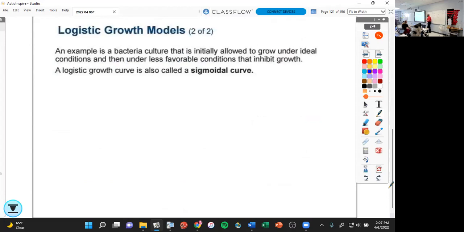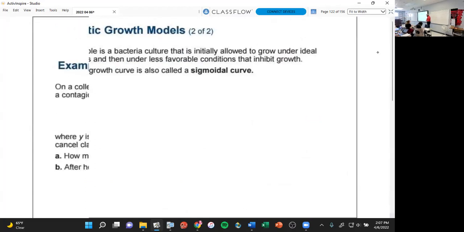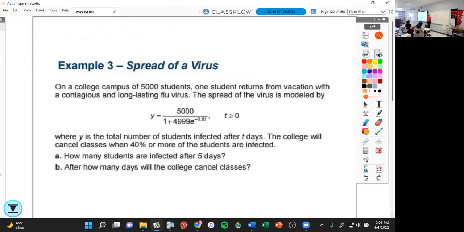Bacteria, it's allowed to grow under ideal conditions. It's got food, it's got light, it's got everything it needs to thrive. And then we start removing those things. That's going to slow down the growth. Some things might adapt and continue to grow, but overall the growth is going to slow down. A growth curve is also called a sigmoidal curve. So there you go, sigmoidal.